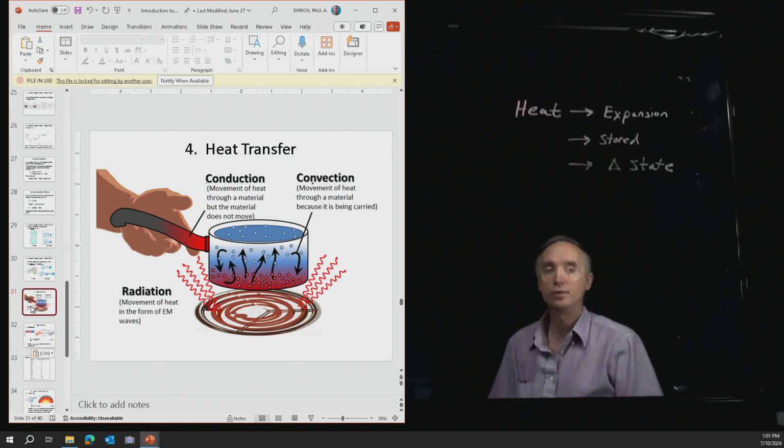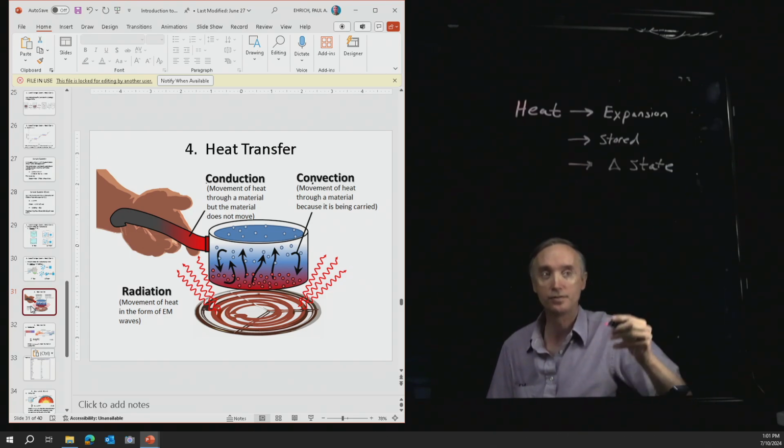So there's going to be three different ways of heat transfer. So you can have conduction, convection, and then radiation. So let's first discuss how conduction works. Conduction is going to work the best in materials that are solids.